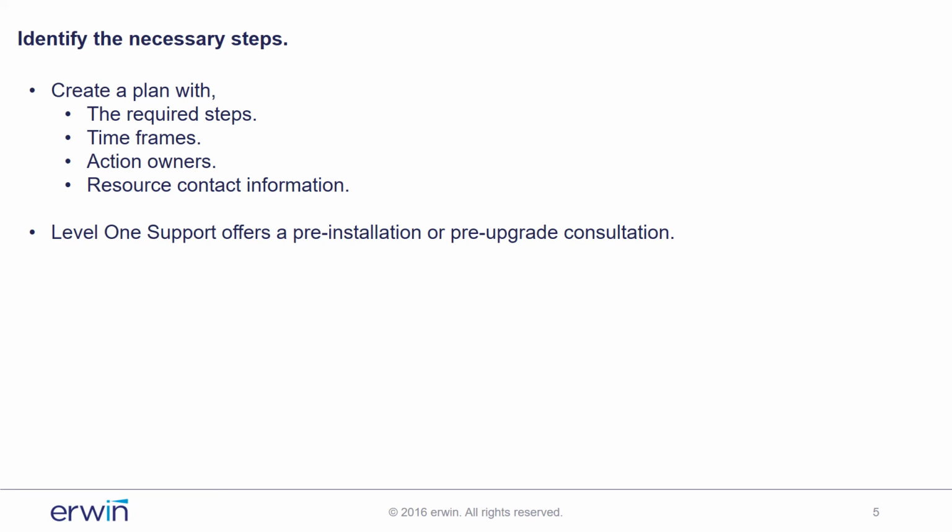After you have familiarized yourself with all the resources, you want to create a plan with the required steps, timeframes, action owners, and resource contact information. The complexity of your plan may be as minimal as a simple email to yourself or other parties involved, or a real project plan. It all depends on what is necessary, but this is the time to make sure it is all written down so you can understand the scope of what needs to be done. When you have gathered this information and created your plan, Level 1 support is happy to provide you with a pre-installation or pre-upgrade consultation to walk through your plan together.